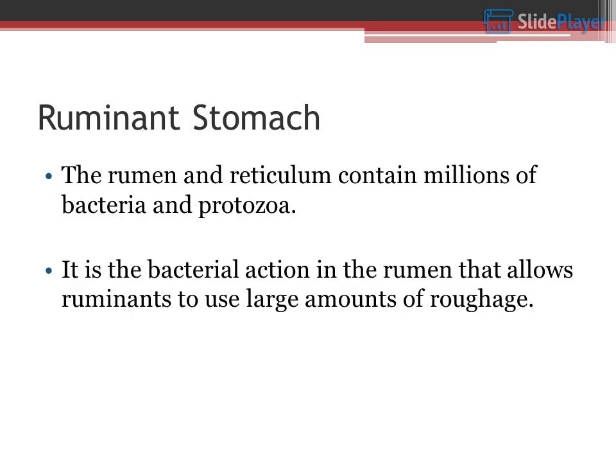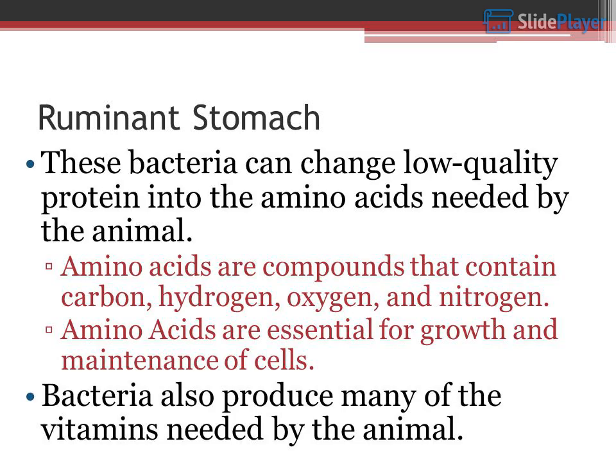Ruminant stomach. The rumen and reticulum contain millions of bacteria and protozoa. It is the bacterial action in the rumen that allows ruminants to use large amounts of roughage. These bacteria can change low-quality protein into the amino acids needed by the animal. Amino acids are compounds that contain carbon, hydrogen, oxygen, and nitrogen. Amino acids are essential for growth and maintenance of cells. Bacteria also produce many of the vitamins needed by the animal.